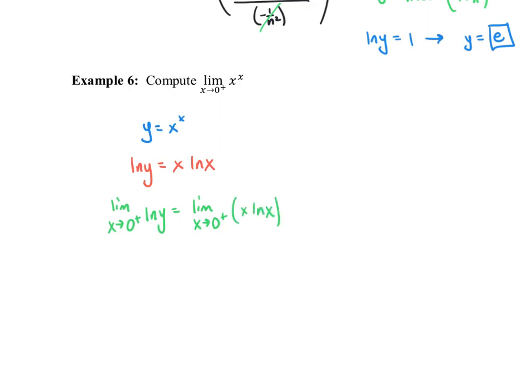Now, if you remember, we ended up doing this exact problem in example 1. In example 1, we got 0 out of that. And remember, on the left side, this is going to simply be the natural log of y. So what we get here is the natural log of y equal to 0, which means that y is equal to e to the 0, which is going to be 1.